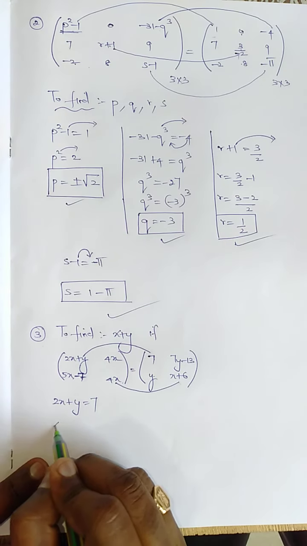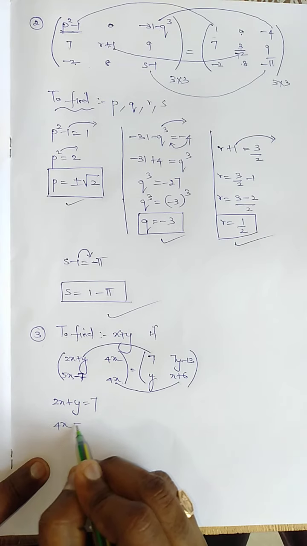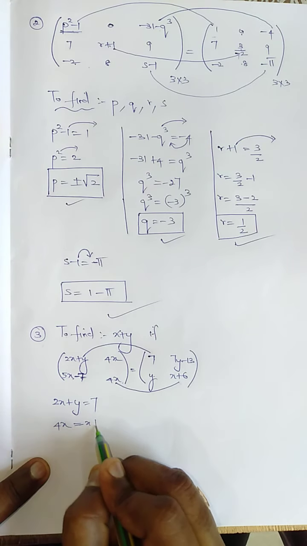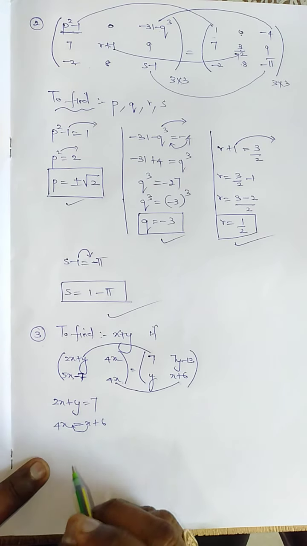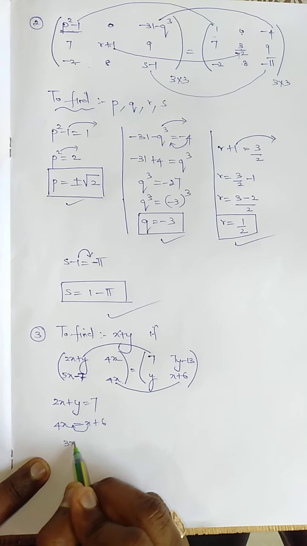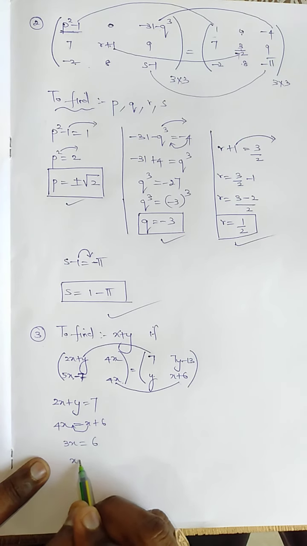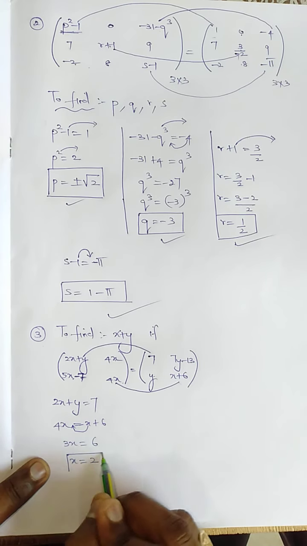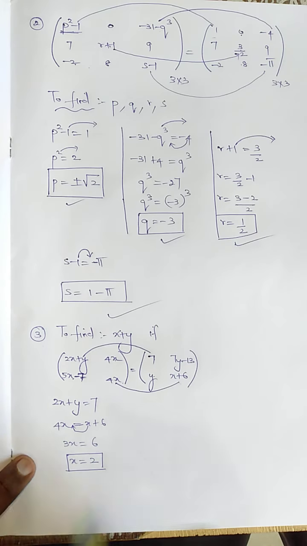What is this one? 4x. 4x is equal to x plus 6. If x moves this way, it becomes minus x. 4x minus x is 3x, which is equal to 6. 6 by 3 is 2. I can easily find the value of x. x is equal to 2.